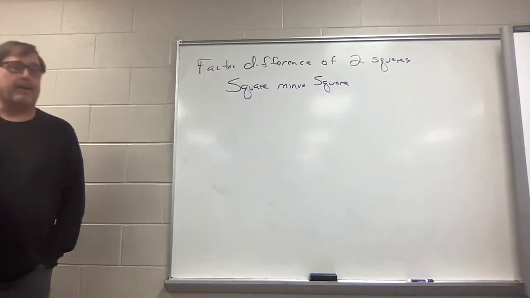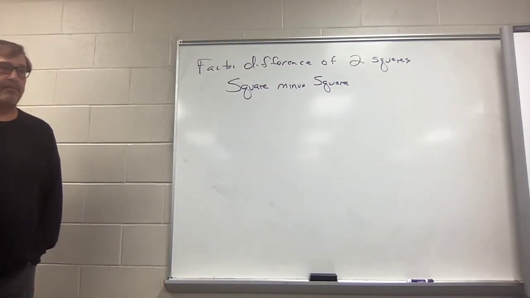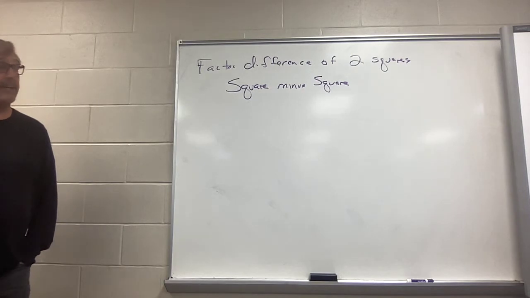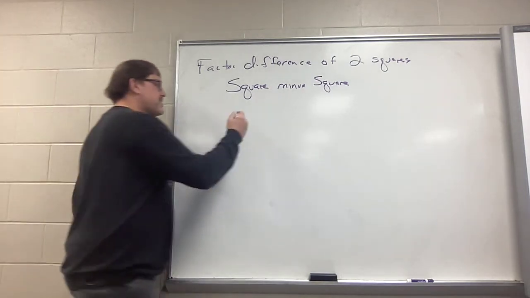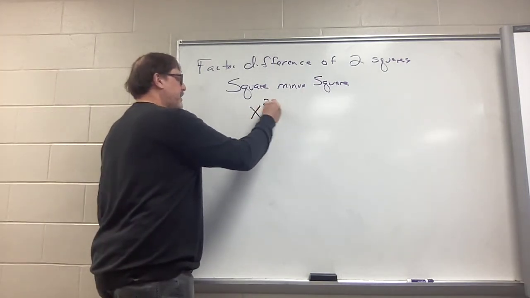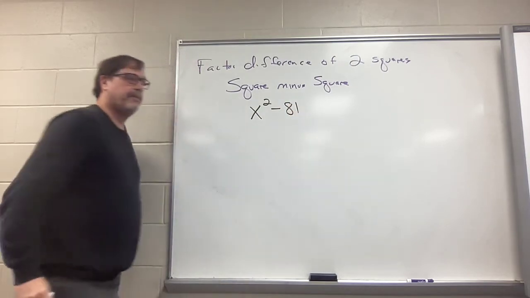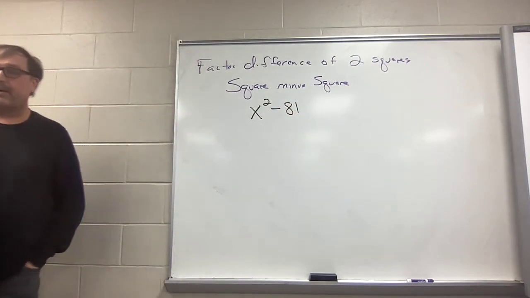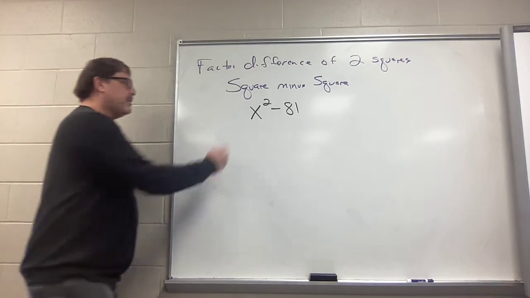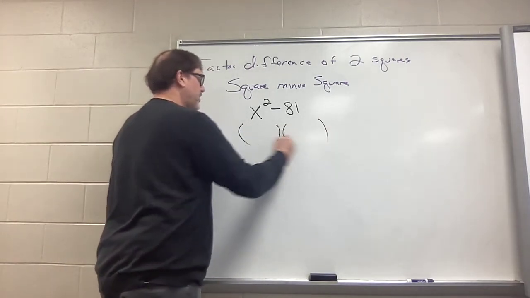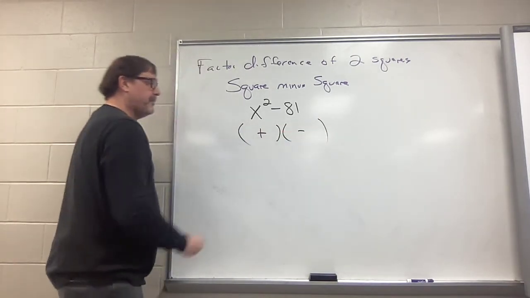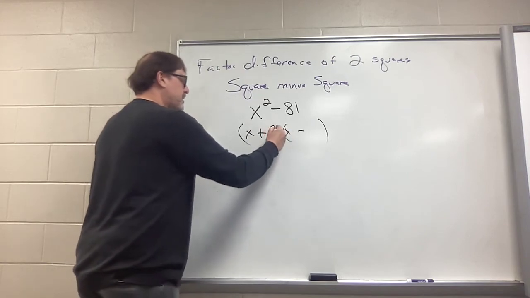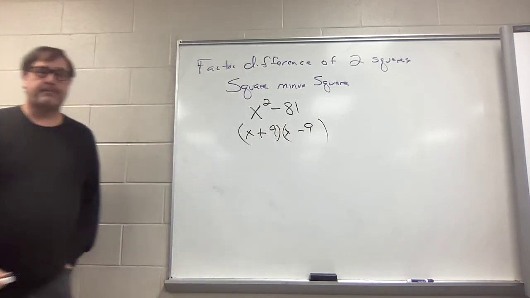A square minus a square is easy, but we're going to make it a little tougher today. It's easy. So if we are simply doing x squared minus 81, if you see it as a squared minus a squared, you simply need to put two parentheses, a plus and a minus, x and x, 9 and 9.